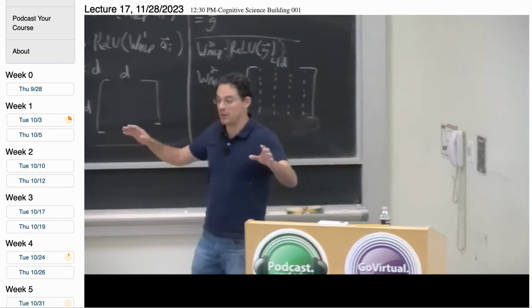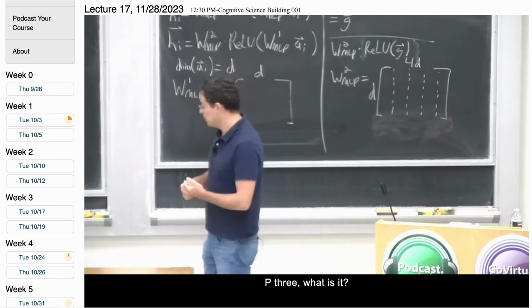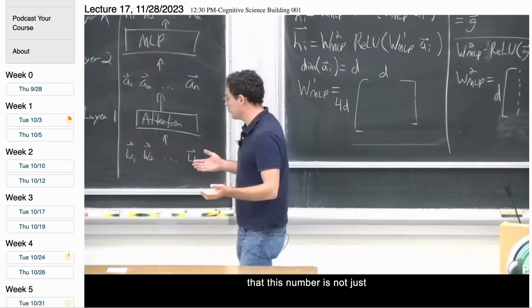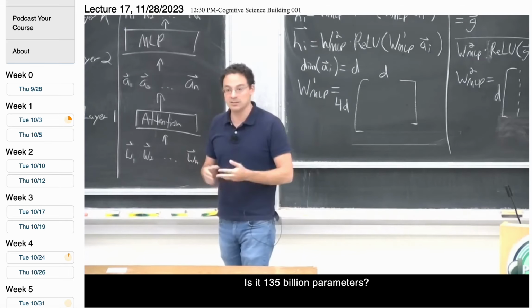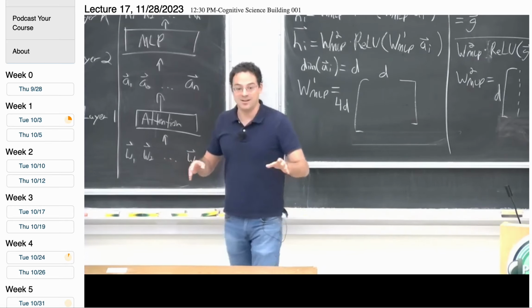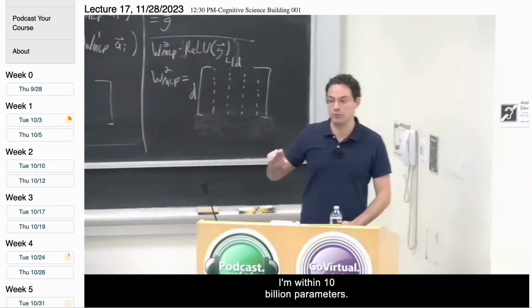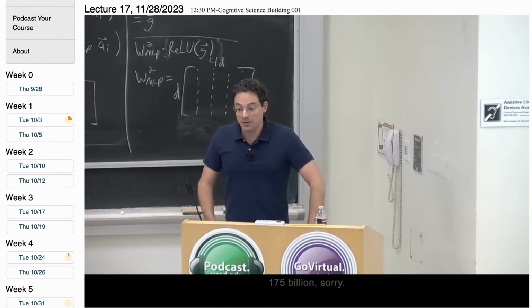Okay, great. Let's do a back of the envelope calculation right now. GPT-3 has, what is it? I'm embarrassed that this number is not just rolling off the tip of my tongue. Is it 135 billion parameters? You should be ashamed of your professor right now. I believe it's 135 billion. I mean, I'm within 10 billion parameters there. So no, 175 billion. Sorry, it has 175 billion parameters. It has around 100 layers in it.